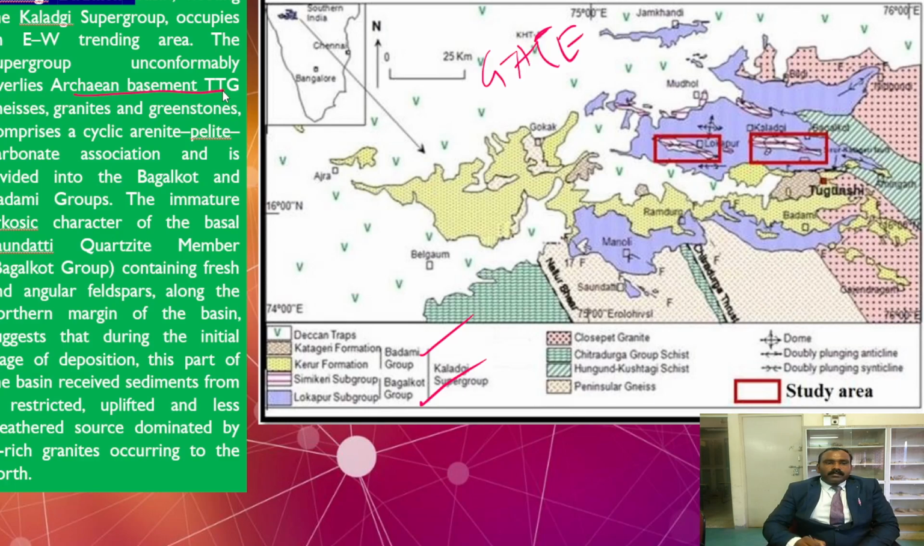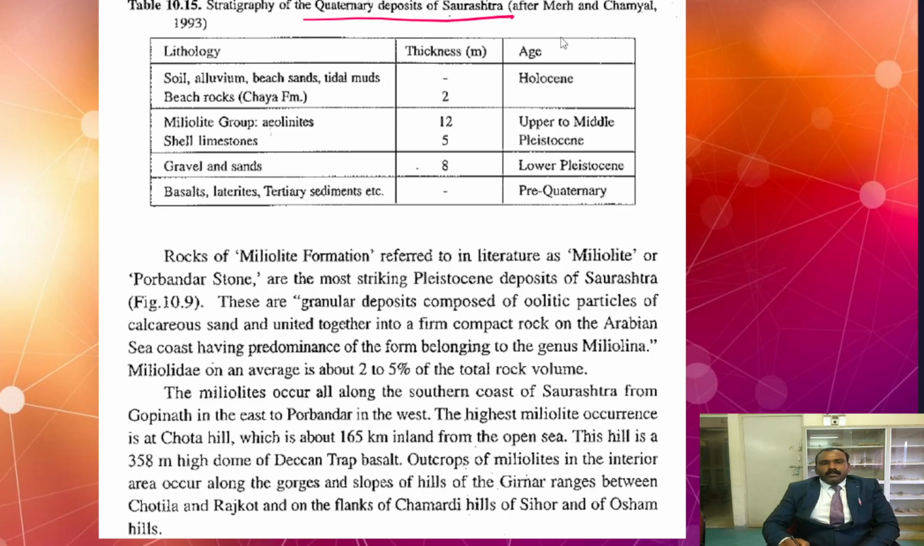This is the stratigraphy and the Quaternary deposits of Saurashtra, where there are different kinds of rocks. The miliolite formation is referred to in the literature as miliolites or Porbandar stones. Those are the most important and striking Pleistocene deposits in Saurashtra.